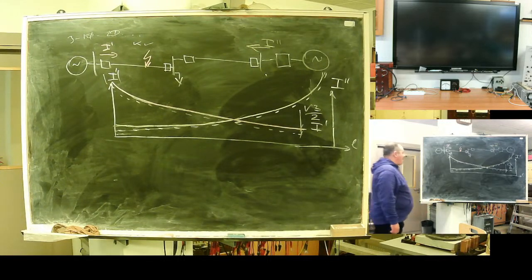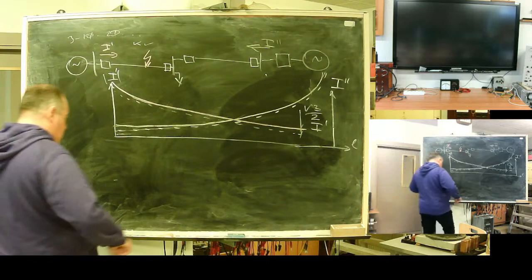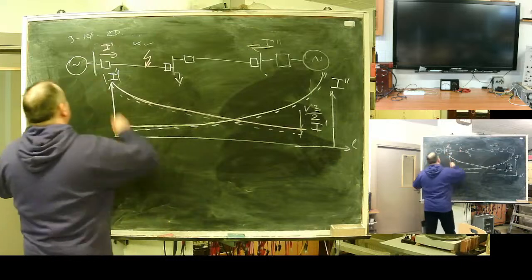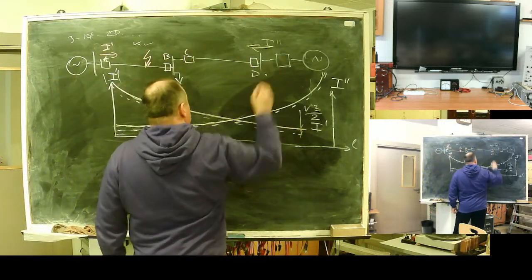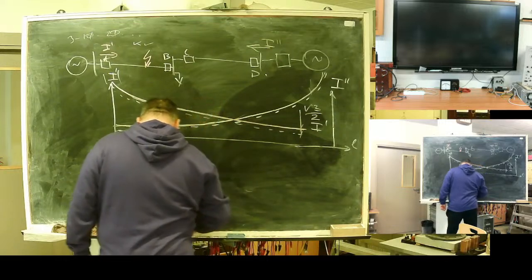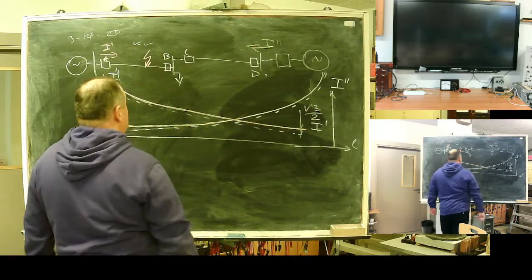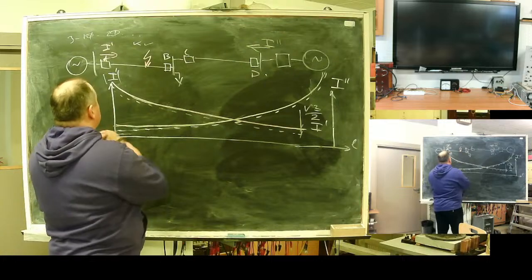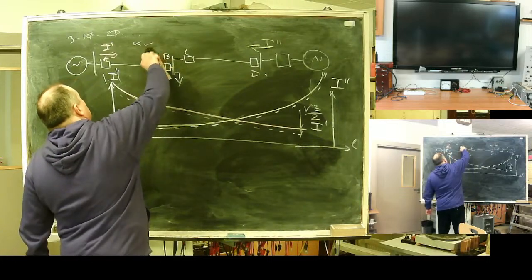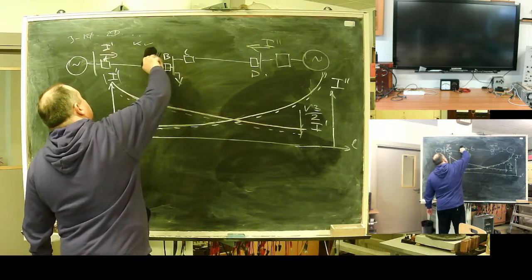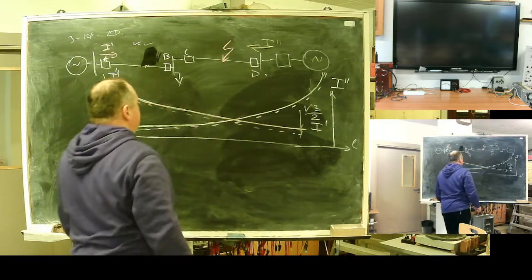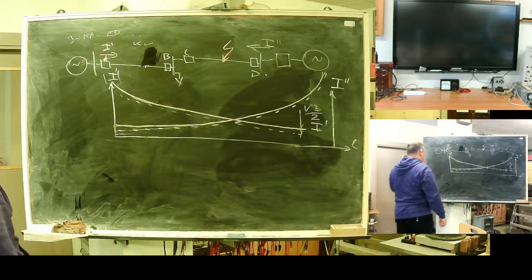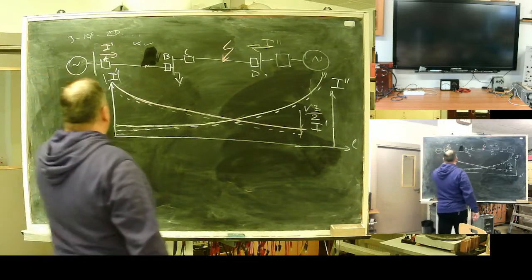Where am I? I have drawn two currents. Now let's see what we have with our relays. This will be A, B, C, and D relay. Where to draw a fault? Maybe here. Here is my fault.